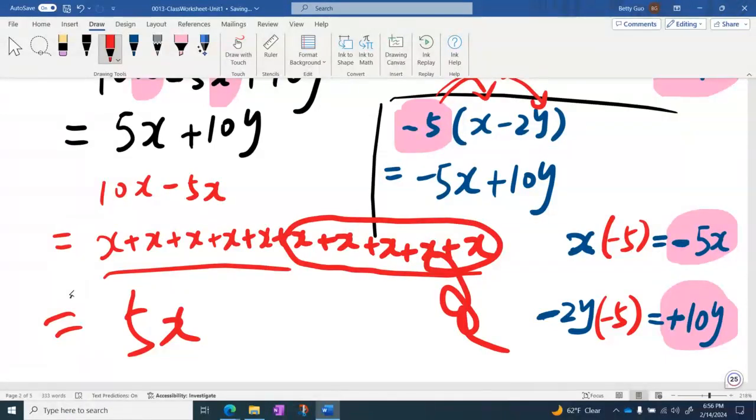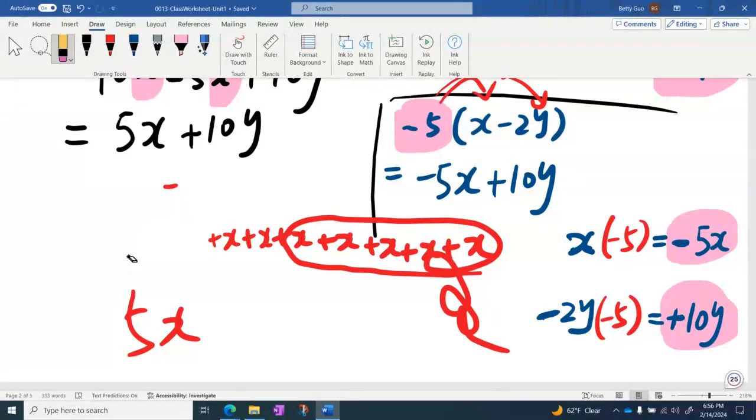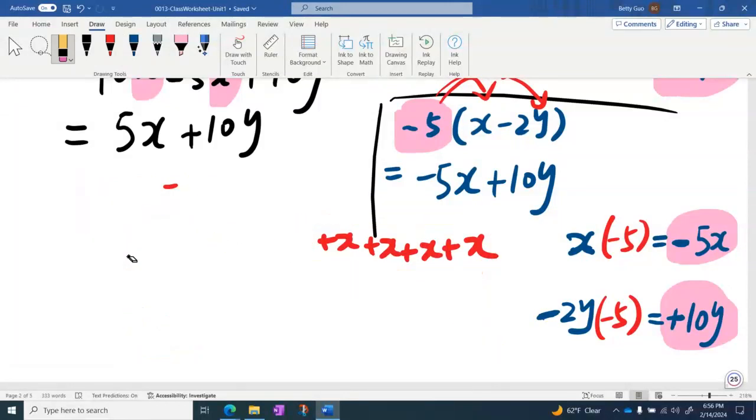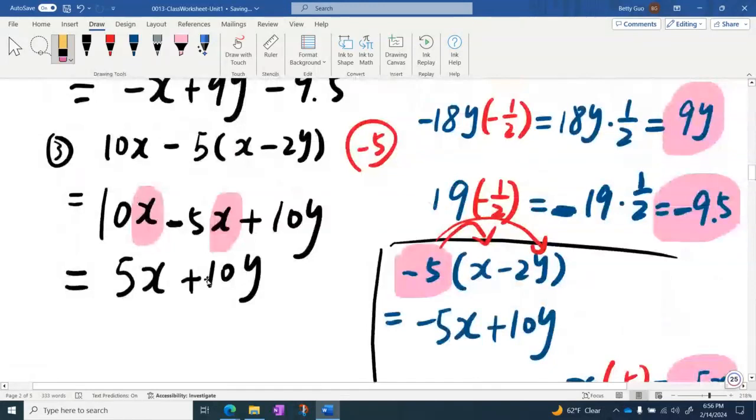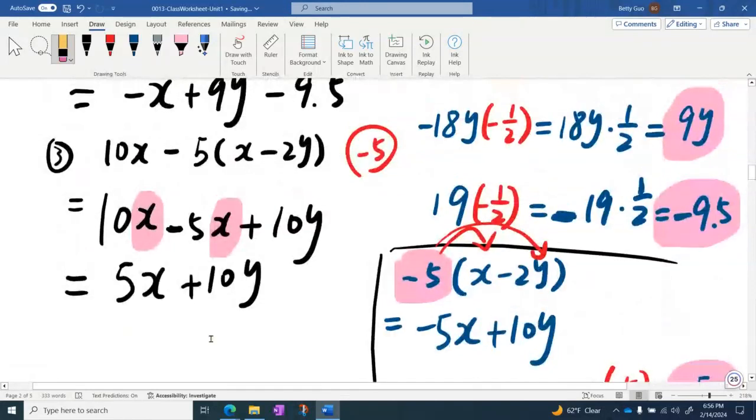How about this? See x as apples. You take away 5 apples from the 10 apples. Of course, you have 5 apples, right? So the result is 5x. We went over this on Monday. So that's why after we combine like terms, we have 5x. And then we cannot combine with 10y because they are not like terms. So the result is 5x plus 10y. That is your answer.